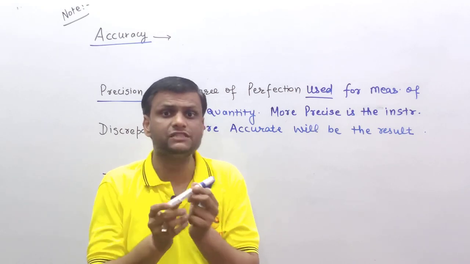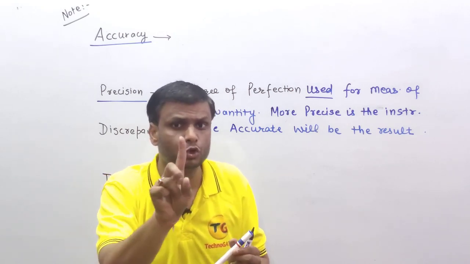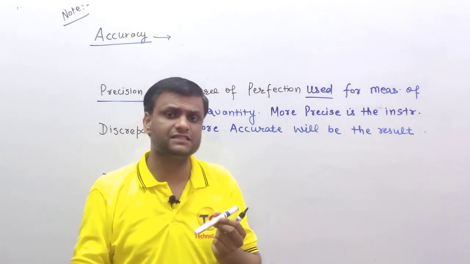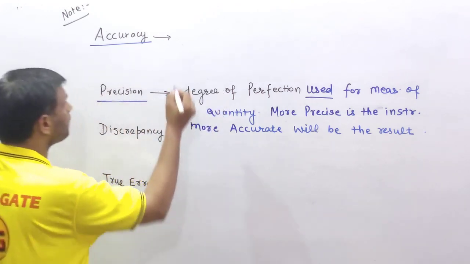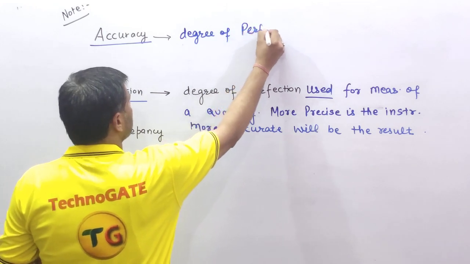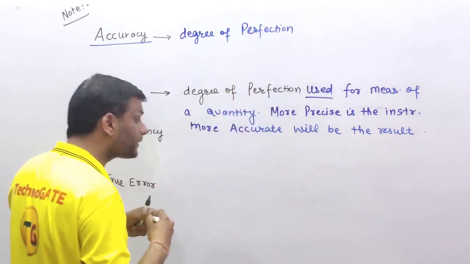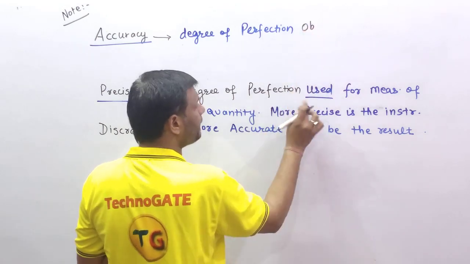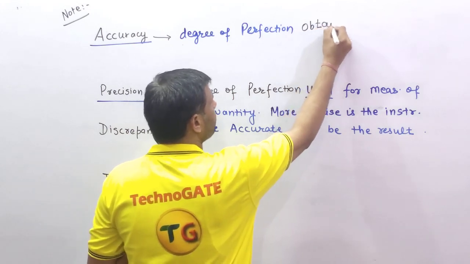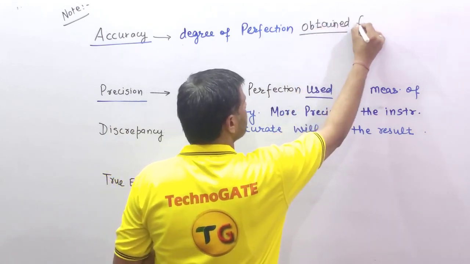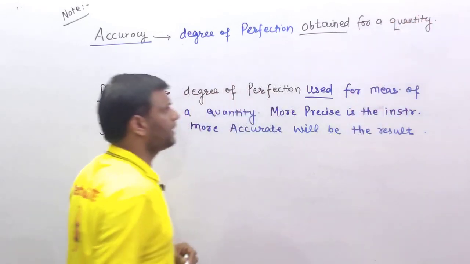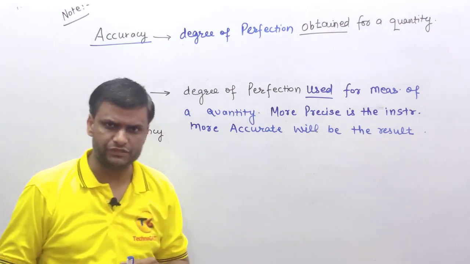If we found the length as 1.95 centimeter, which is not close to 2 centimeter, we cannot say that the result is very accurate. We can say that the result is not a perfect result. So the degree of perfection obtained for a quantity is called the accuracy.